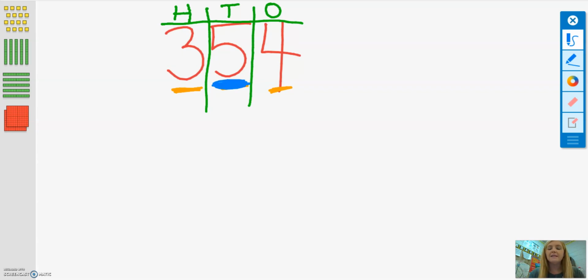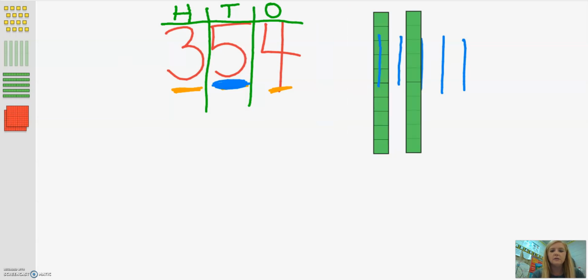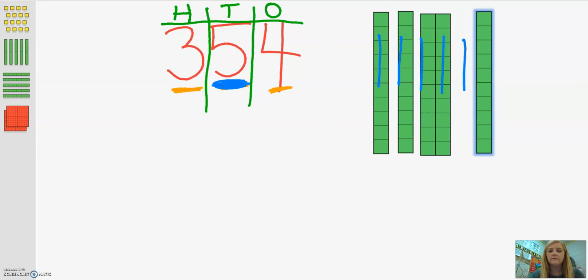So if I asked you, what's the value of the digit underlined in blue? Okay, well, I need to think, well, what place is that digit in? Well, the 5 is in the tens place. So that's like having 5 tens. 1, 2, 3, 4, 5. There are my 5 tens, okay? If I wanted to use these, I could. So this would be 1, 2, 3, 4, and 5, okay?